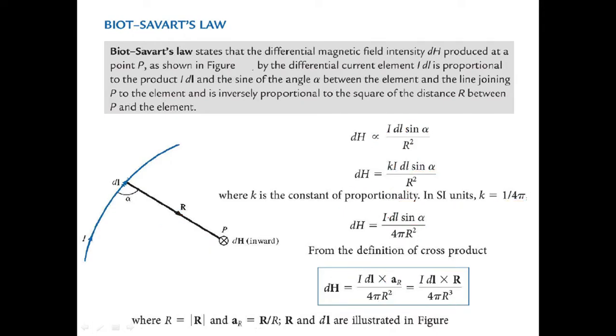Right. So what you have to know here is, because of this sine we can introduce the cross product here, right? So that will be IDL cross aR cap. So this aR cap can be written as R vector divided by R. So R square into R will become R cube, right? So this equation you have to remember, IDL cross R divided by 4 pi R cube. This is important, right? So now we'll move on to the next slide.